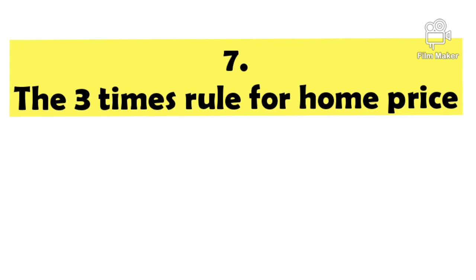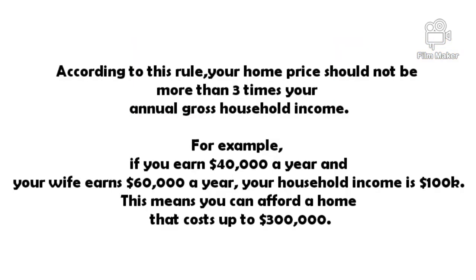Number 7. The 3 times rule for home price. The rule states that your home price should not be more than 3 times your annual gross household income. For example, if you earn $40,000 a year and your wife earns $60,000 a year, your household income is $100,000. This means you can afford a home that costs up to $300,000 and so on.